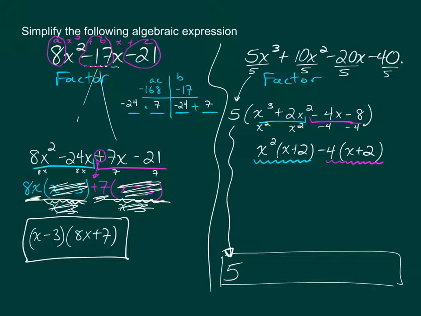So what we have here is they both have an x plus 2 in common. So we can kick that x plus 2 out to the front. So x plus 2, and we're left with an x squared minus 4. And it looks like we're done factoring, except this can be factored again by the difference of squares. And what that means is I can create two equal groups.